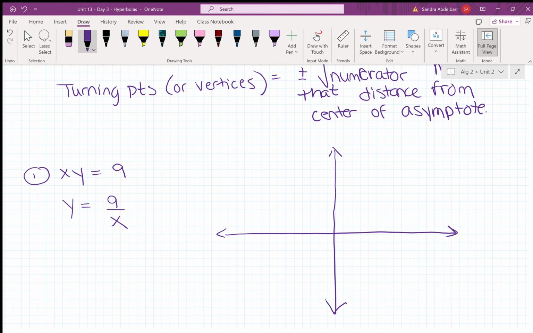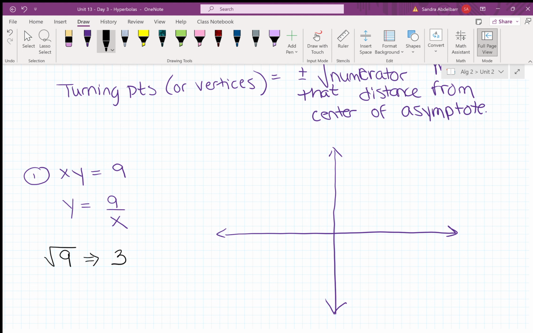Now, because our numerator is positive, are we going to be in quadrants 1 and 3 or 2 and 4? 1 and 3. Because our numerator is positive, we're going to be in 1 and 3. So now we need to figure out our turning points or vertices, whatever you want to call them. So now what are we going to do? I'm going to take my numerator and I'm going to square root it. What's the square root of 9?